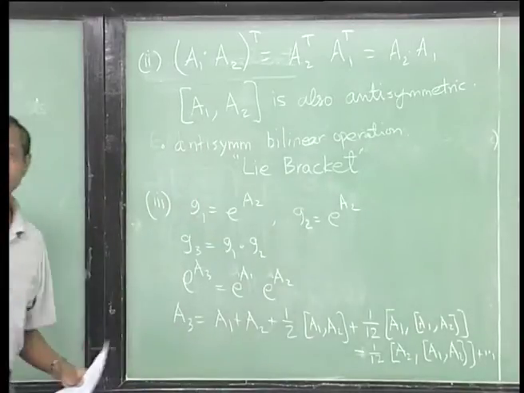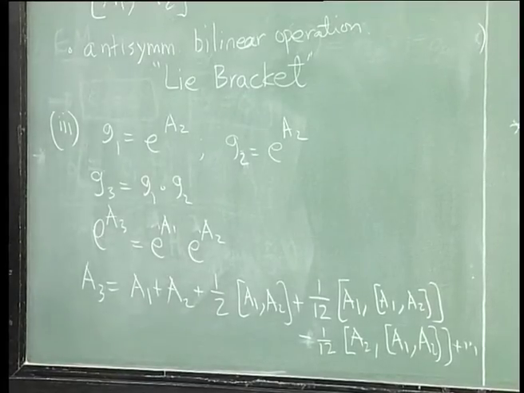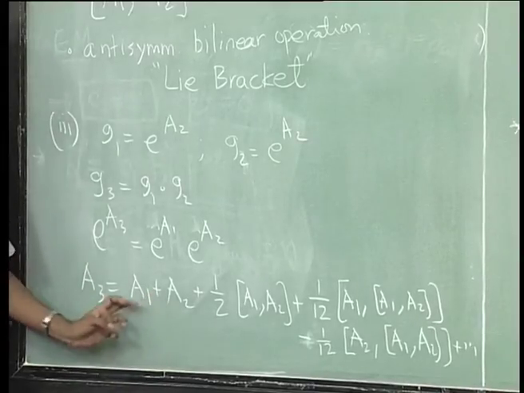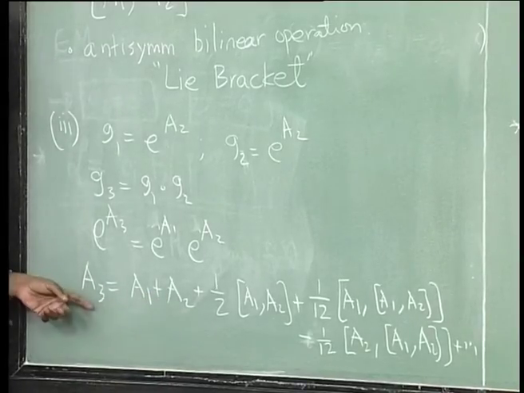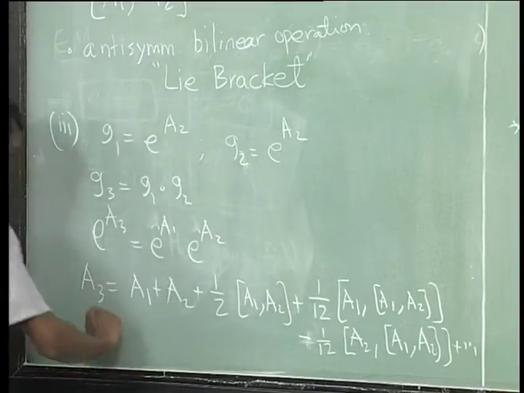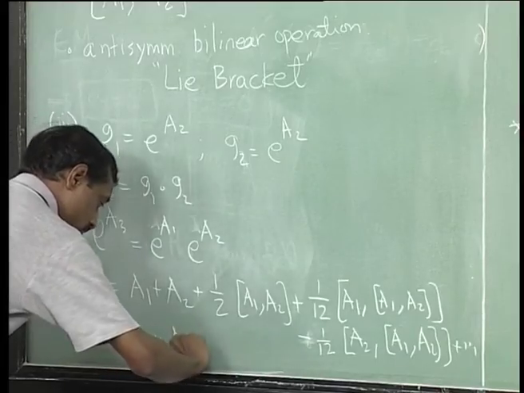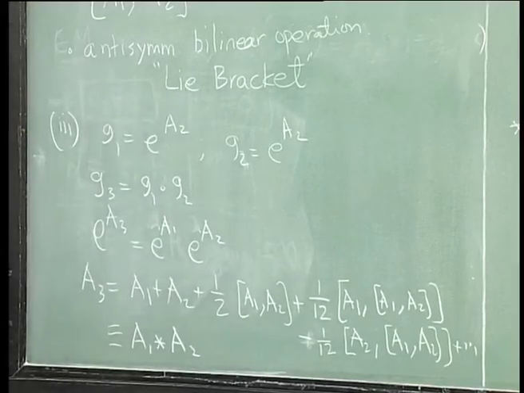It is an infinite series, it does not terminate. But this is a concrete statement: if you give me two elements A1 and A2, I will give you a unique element A3, although it is an infinite thing. Let us define this to be some operation which we will write as A1 star A2.